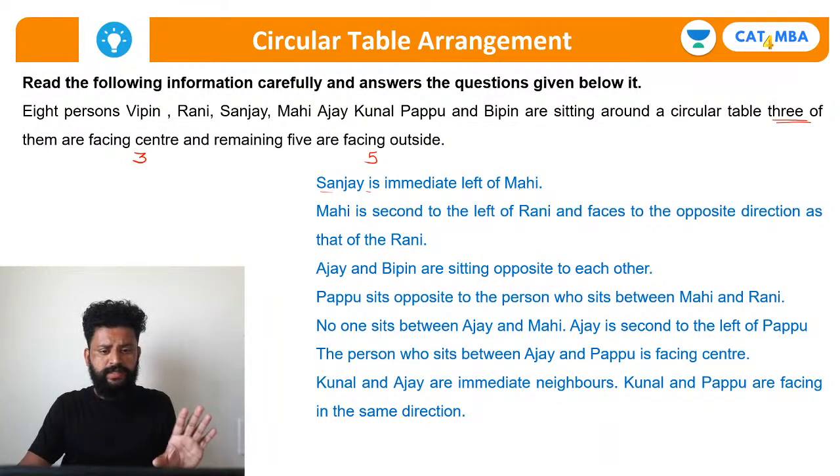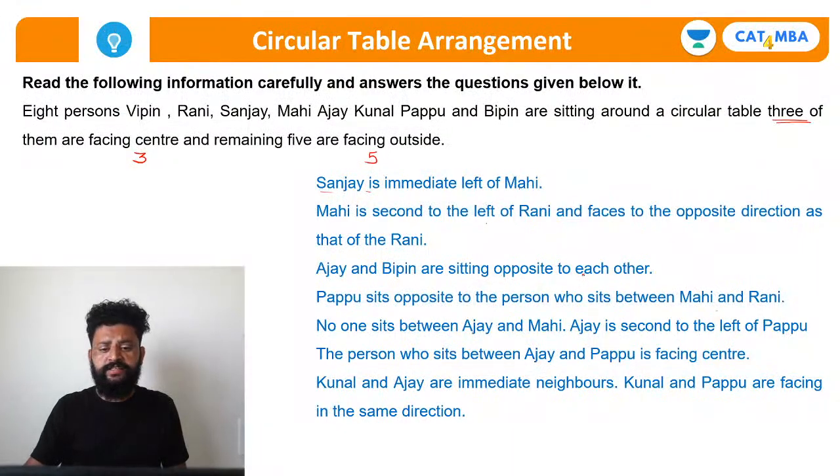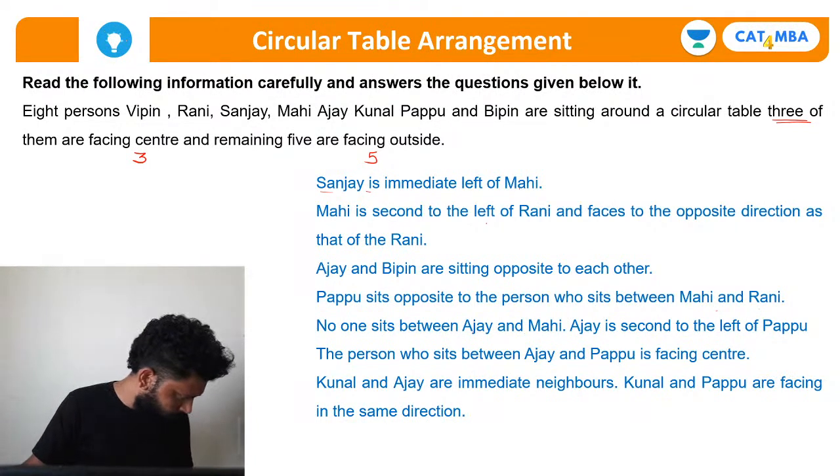If Mahi is fixed, we can fix Sanjay. If Mahi is fixed, we can fix Rani. Then we can see the person between Mahi and Rani, and Pappu sits opposite that person, so we can arrange that too by taking a few possibilities. No one sits between Ajay and Mahi. Ajay is second to the left of Pappu. That should be okay if we start with Mahi and try a few possibilities properly. So let's do it.